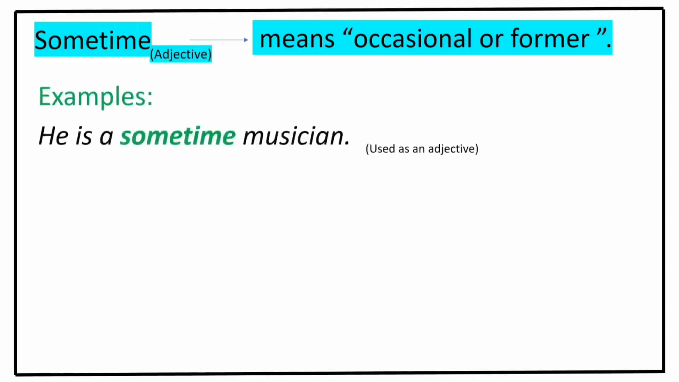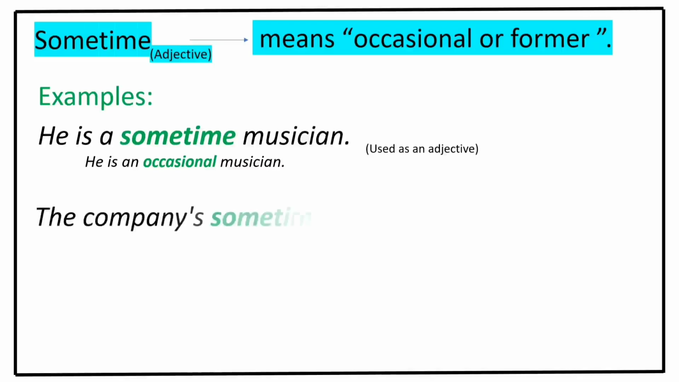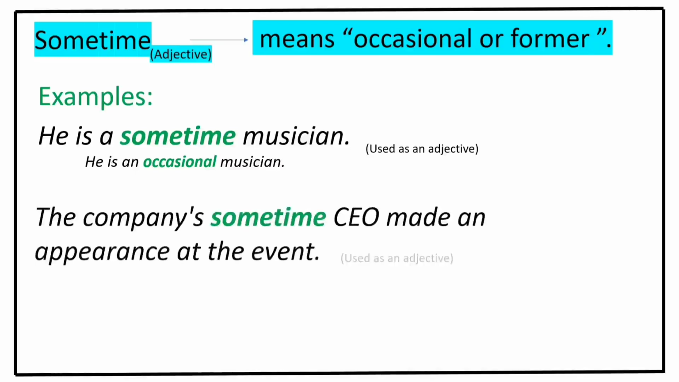He is a sometime musician. In this sentence, "sometime" as an adjective means occasional. It implies that the person engages in music from time to time, but it is not their main or consistent occupation. The company's sometime CEO made an appearance at the event.